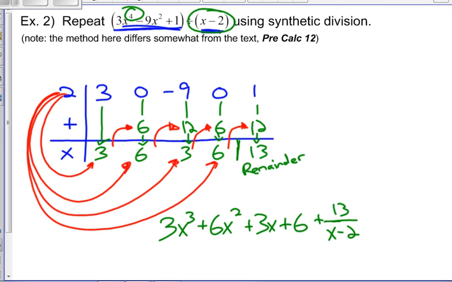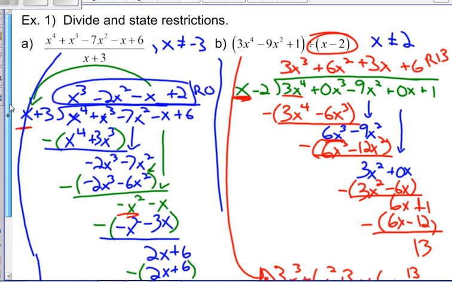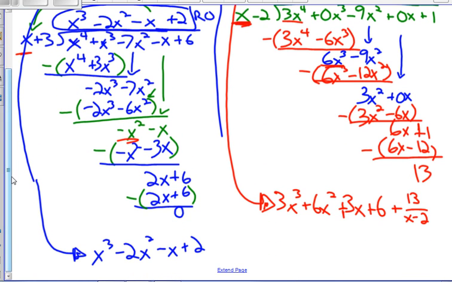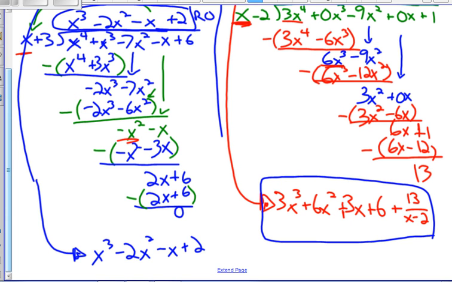So if you look in the text, that will look a hair different. But hopefully, if we did this right, it gives us the same answer that we got in the last section. Let's see. We did the same division by long division over here. Check it out. Same answer. So either way is fine, but you are responsible for both.